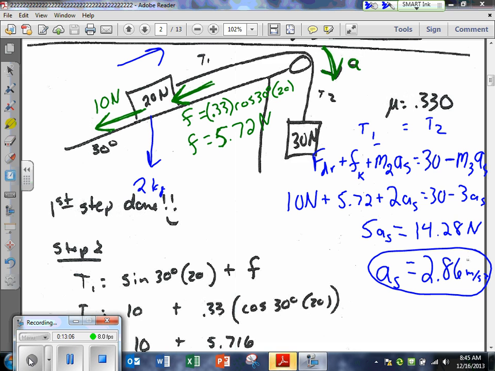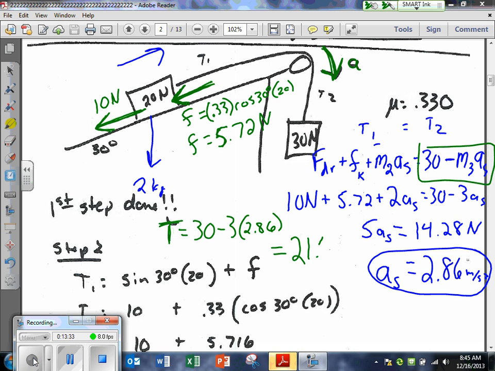Now we can put it into either of our two tension formulas. I like this one a little better because it's one less step. So I'll say T is equal to 30 minus 3 times 2.86, and that tension then equals 21.4 newtons. And since T1 equals T2, we're done.